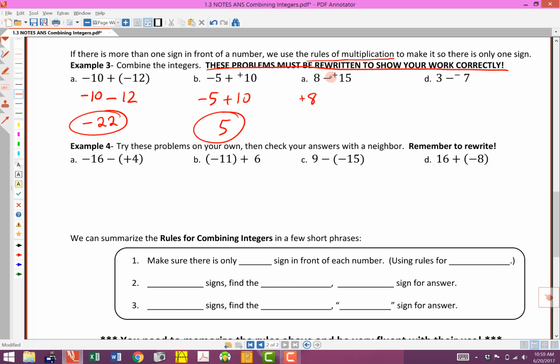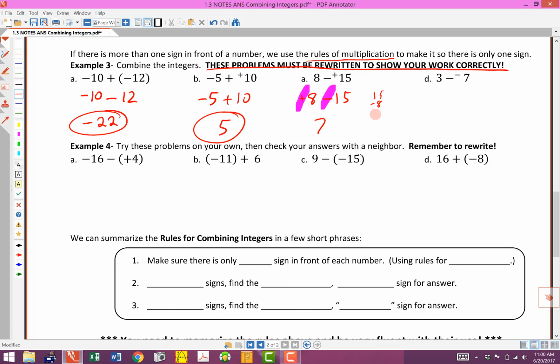Then I've got two signs right next to each other, so this is a negative times a positive. That's going to be a negative. And we've got a 15. So this is a positive 8 combined with a negative 15. You'll notice that they have different signs again, so we're going to want to find the difference. So again, I'm going to cover up the signs. We're going to find the difference. That means we're going to subtract those. If you need to, we could do a little subtraction problem off to the bottom. Okay, so this is going to be 7.